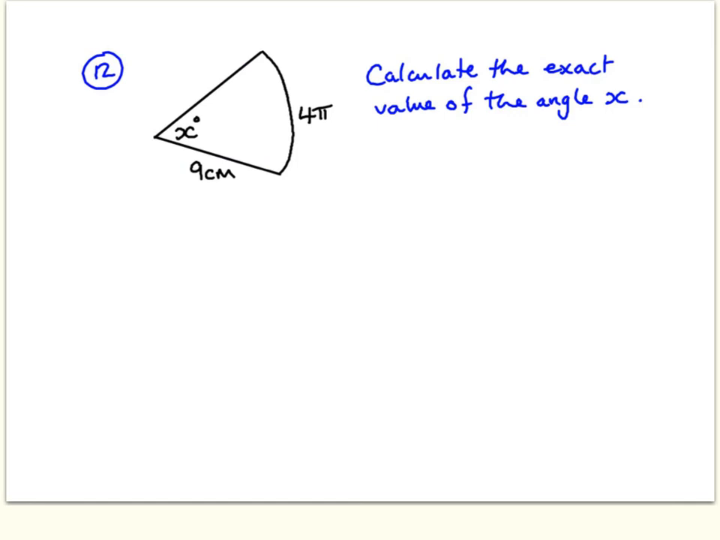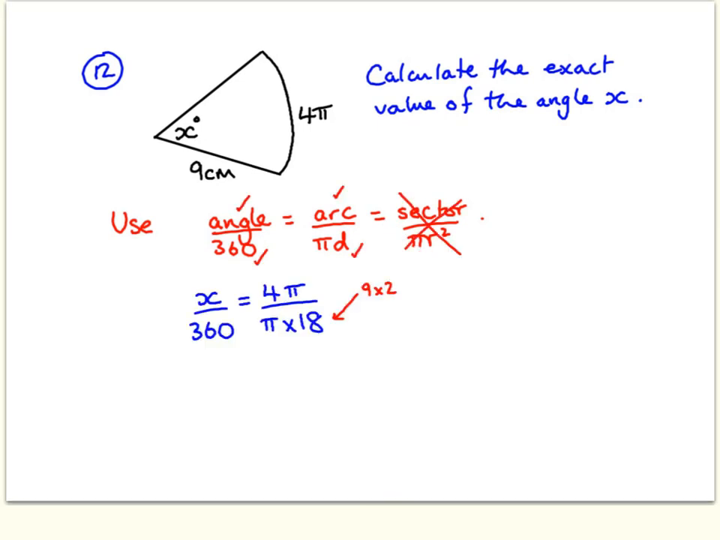Right, question 12. Calculate the exact value of the angle x. So we're given information about the arc and about the radius. We need to find that angle. So we use our three fractions. The part of the circle that's with degrees, the part of the circle that's the outside bit, the part of the circle that's the inside bit. So we'll need to work out which one we use and which ones we don't.